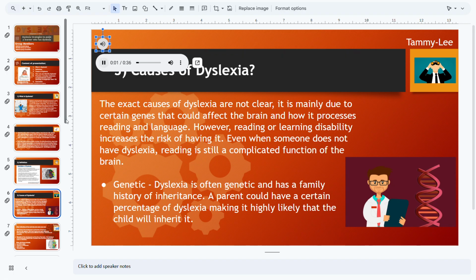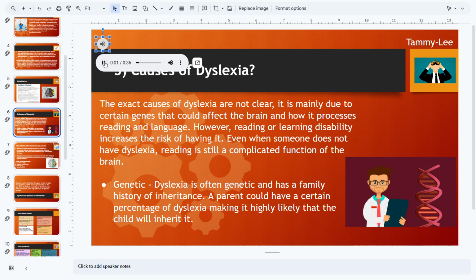The causes of dyslexia. The exact causes of dyslexia are not clear. It is mainly due to certain genes that could affect the brain and how it processes reading and language. However, a reading or learning disability in the family increases the risk of having it. Even when someone does not have dyslexia, reading is still a complicated function of the brain. Genetic: dyslexia is often genetic and has a family history of inheritance. A parent could have a certain percentage of dyslexia, making it highly likely that the child will inherit it.